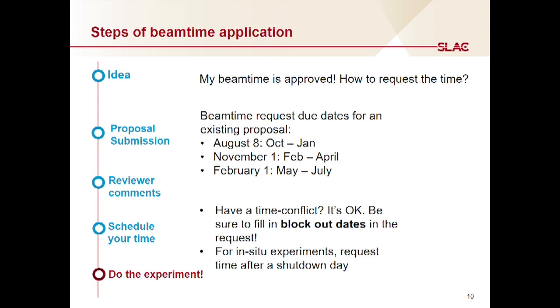If you're going to do an experiment in the October to January run, you're going to submit it by August 8th. For the February to April run, the due date is November 1st. The May to July run, the due date is February 1st. So it's really about planning ahead of the beam time. And in this time, if you have a conflict, for example, you're going to a wedding, it's okay. Just be sure to fill in the blackout dates in the request.